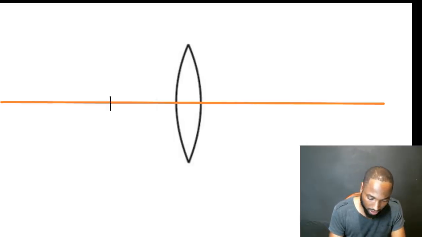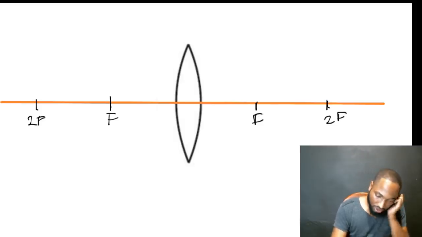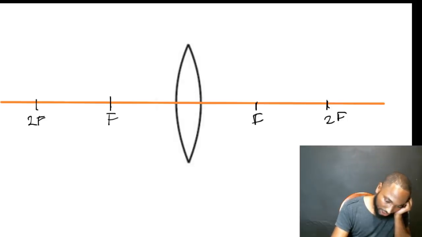All right, so you have a focal point here. 2 times the focal point is 2F. Focal length, focal point. 2 times on that side. These are the situations that you have. You have a situation if the image, paint like an arrow. Sorry, not the image, the object.